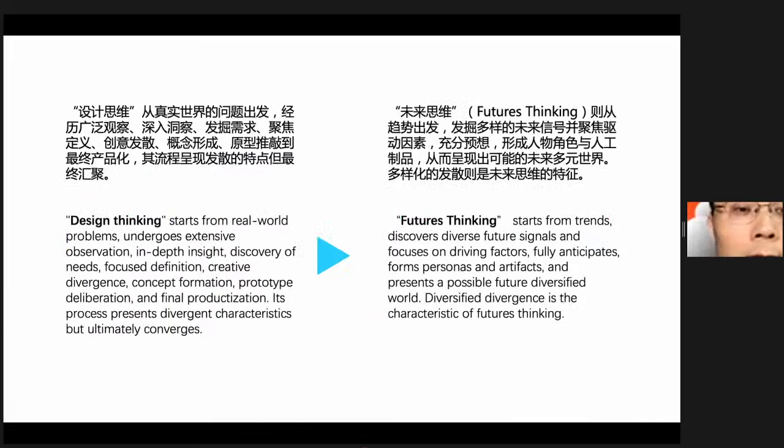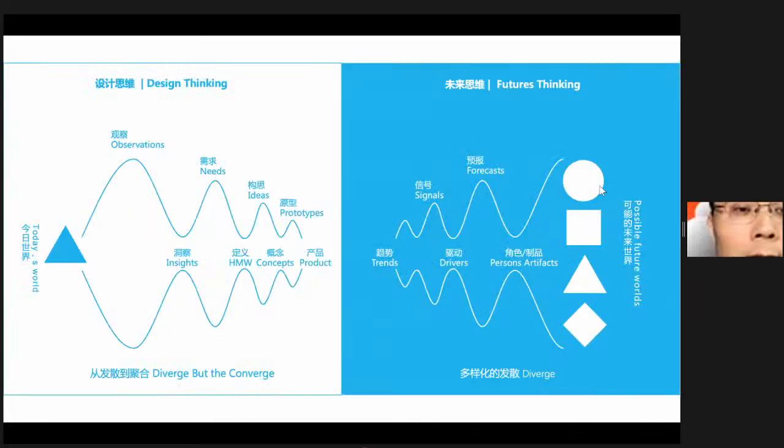From this map, we can see that design thinking starts from reality and goes through observation, insights, needs, define, ideas, concepts, prototype and the product. This is the process of design thinking. Futures thinking emphasizes trends. They find the trends, the signals, the drivers, and then forecast and describe the diversified future. There are different artifacts to present the possible future world.